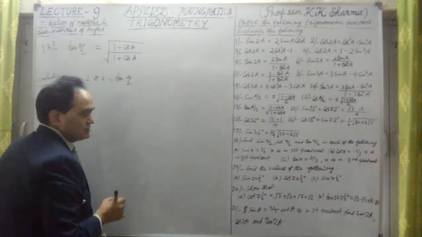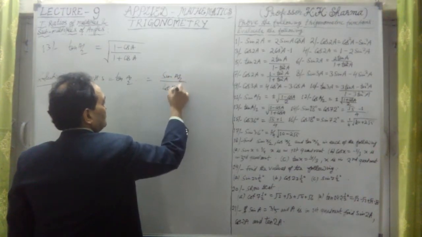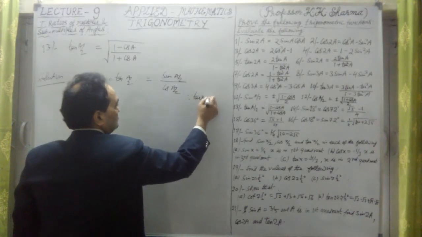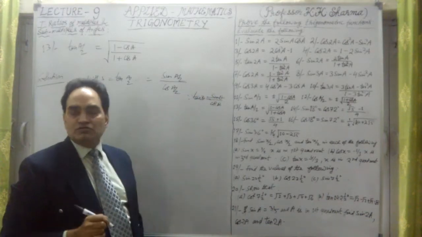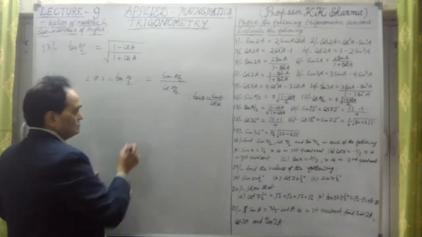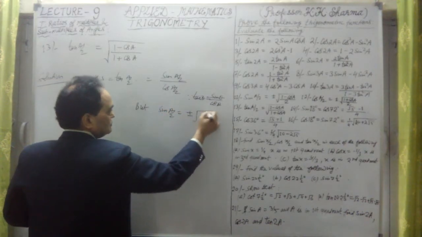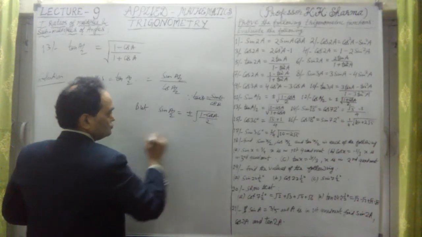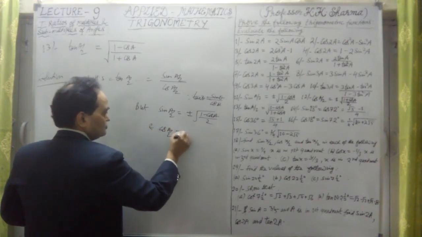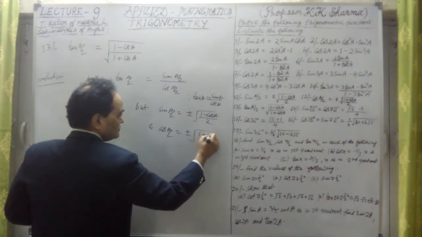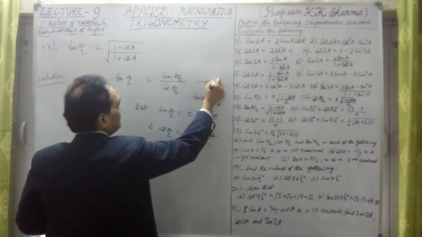Tan A by 2 can be written as sin A by 2 upon cos A by 2, since tan theta is equal to sin theta upon cos theta. Now here the angles are half. Substituting the values of sin A by 2 and cos A by 2: sin A by 2 is equal to plus minus root of (1 minus cos A) upon 2, and cos A by 2 is equal to plus minus root of (1 plus cos A) upon 2. Let this be equation 1.